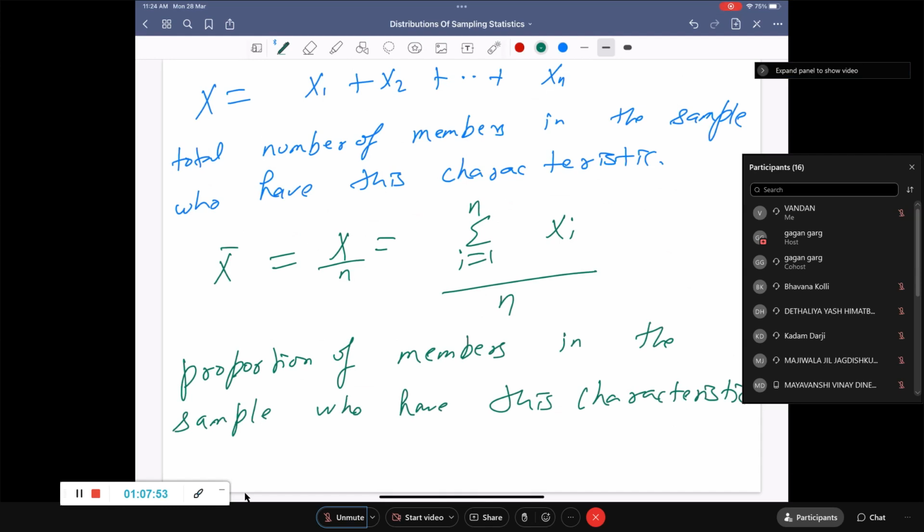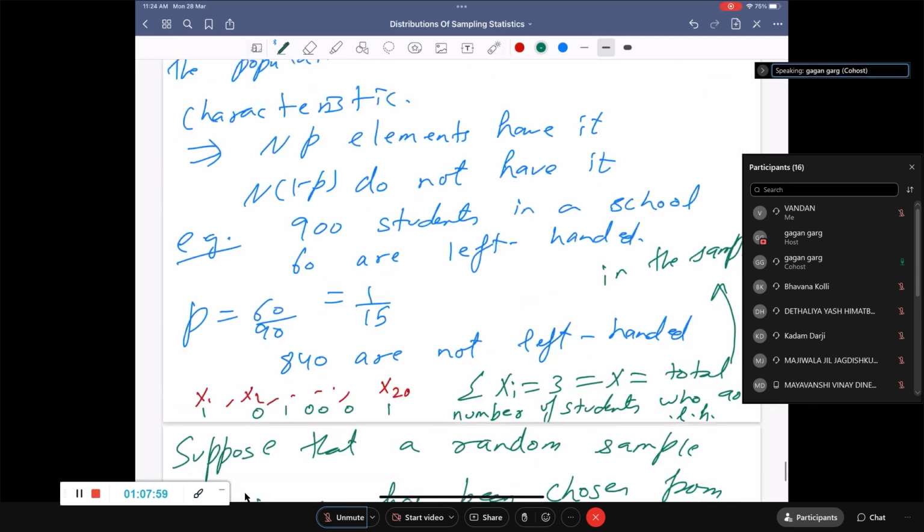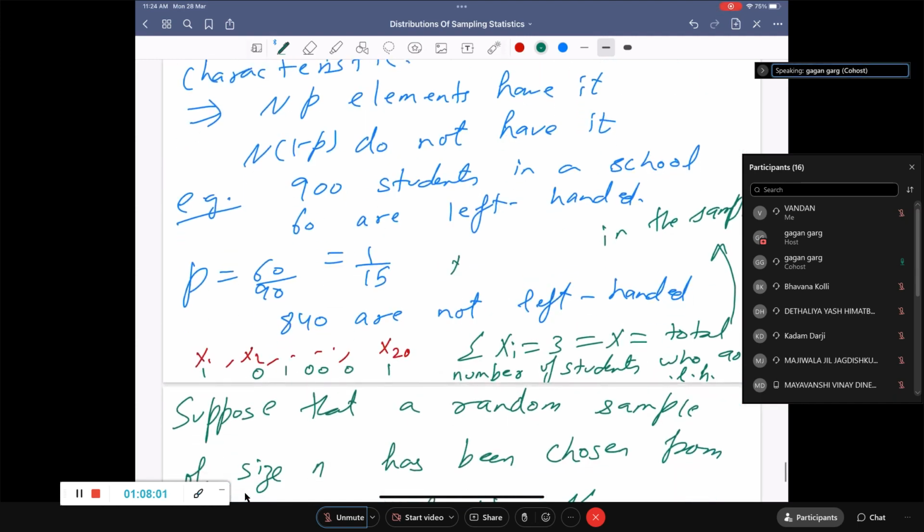Yeah. So x bar is X by n. Again, if we go back to this example, what is x bar here? X bar is 3 by 20, because out of 20, 3 people had this characteristic of being left-handed. X1, X3, and X20, these 3 were 1, others were 0. So X was 3. So X bar is X by N.